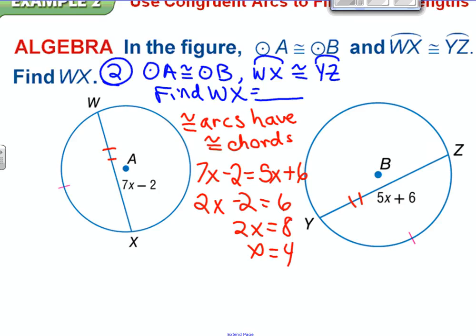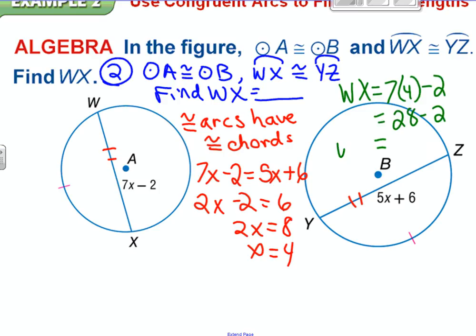In this situation, we were asked for WX. When I walked around in fourth hour, I noticed some people had already calculated WX. To find WX, we're going to take 7 times 4 minus 2. That's 28 minus 2. So WX is equal to 26. And if you accidentally found YZ, you would get the same answer, but just make sure that if the problem asks for one of the actual lengths, you figure that out as you go. So that's problem number 2.